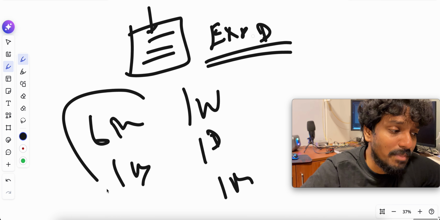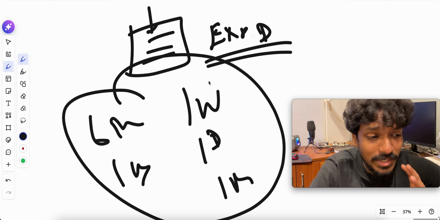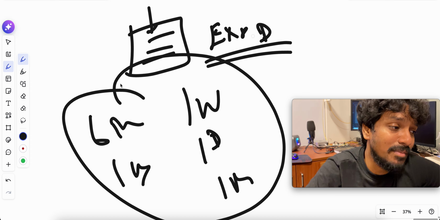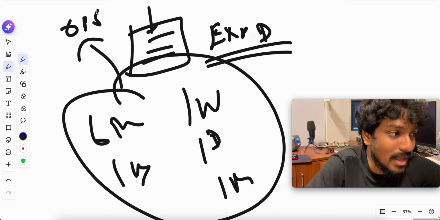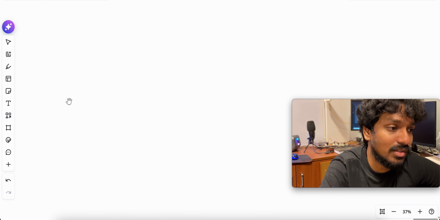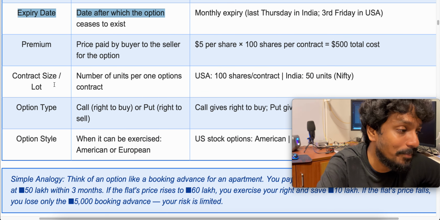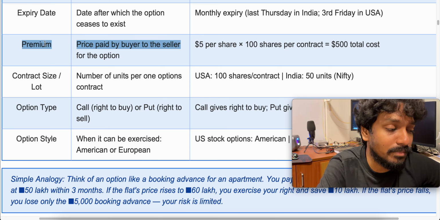If this expiry has come and you didn't sell your land, or you didn't earn a profit, then all your money will go to the option sellers. So this is how option expiry works. If the expiry date comes, all your money goes to that person if the promised thing has not happened. And the next one is premium.